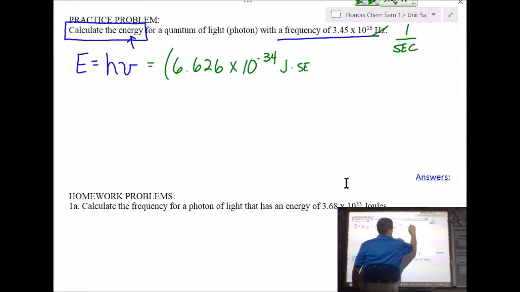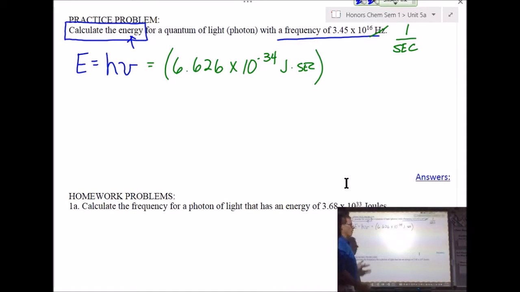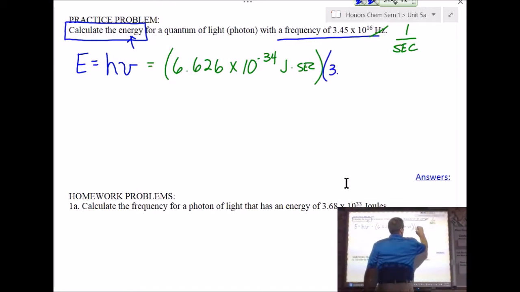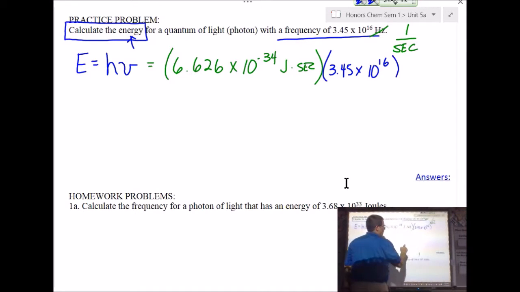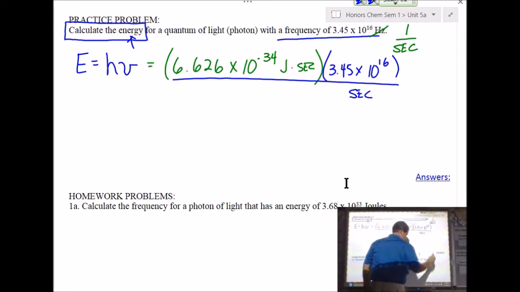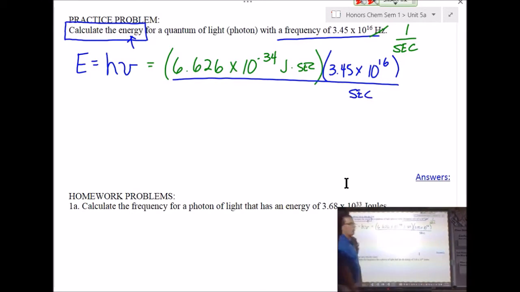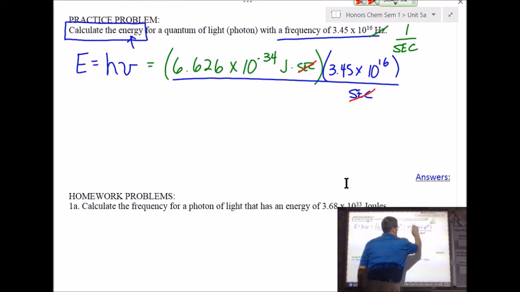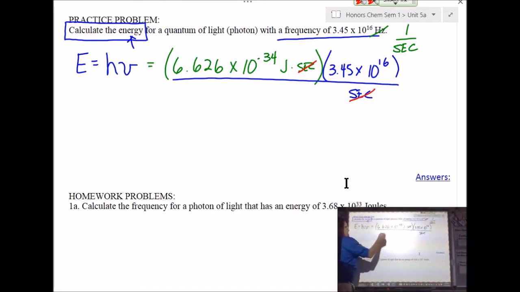joule seconds, and then I'll multiply it times my frequency, which is 3.45 times 10 to the 16. Now, I'm going to be clever here and not write 1 over seconds. I'm going to put seconds right below it. And that's spiffy. So what happens to the unit seconds? Cancel out. What unit remains? Joule, which is energy.